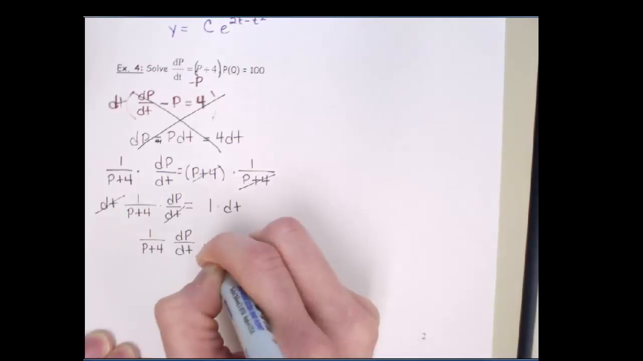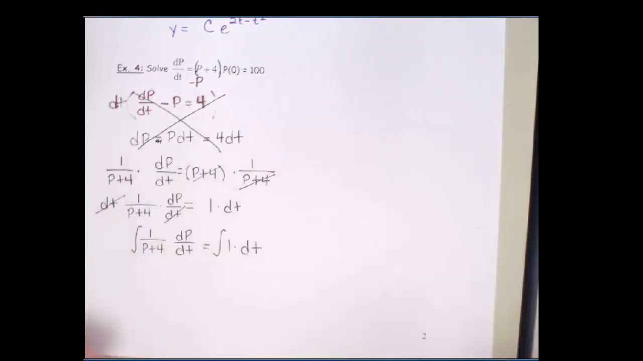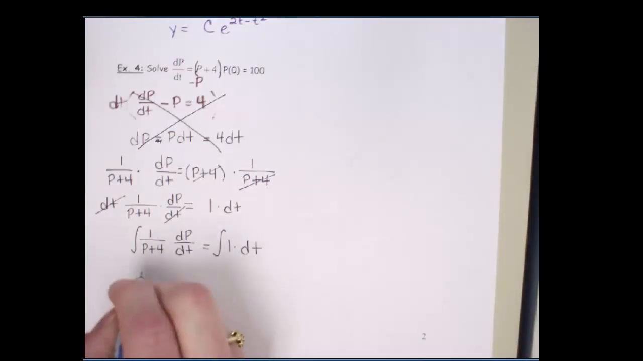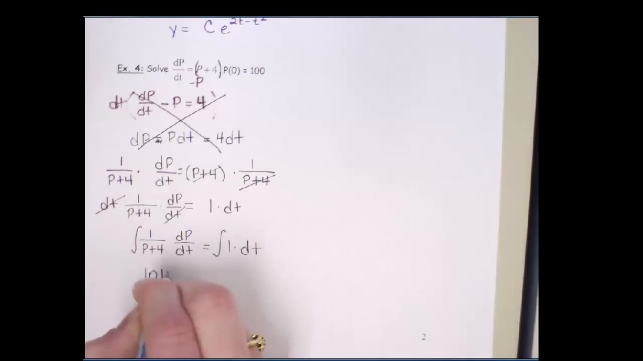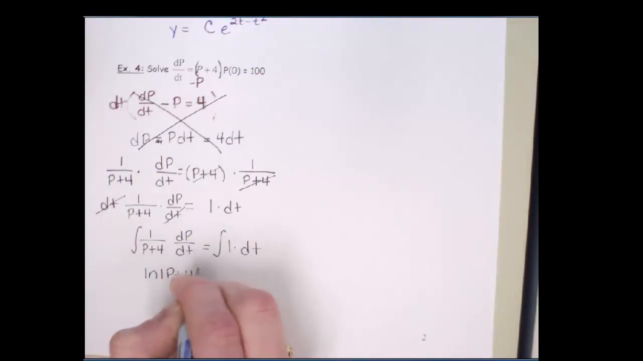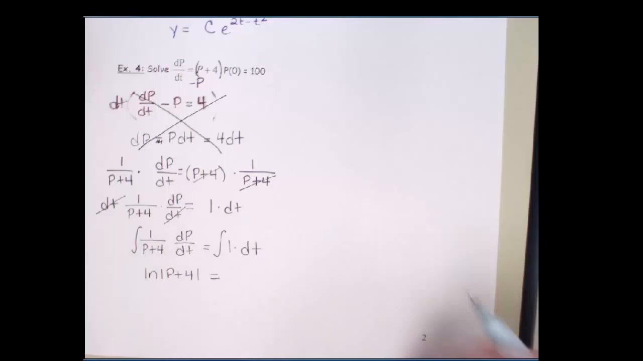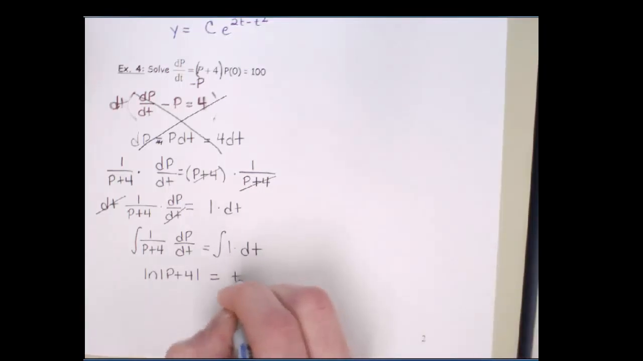So this is what we're going to be integrating. So the antiderivative of 1 over p plus 4 is very similar to the antiderivative of 1 over x. The antiderivative is just going to be ln of p plus 4. Antiderivative of 1 is just going to be t, and then we add our plus c.